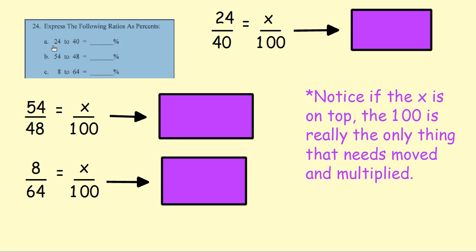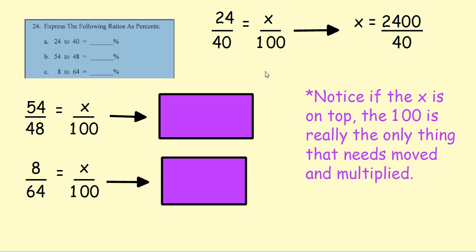Now they give you ratios if you skip down to problem number 24 on the test review, and they say 24 to 40. That's really just saying put 24 on top and 40 on the bottom of your fraction. Should be proportional or equal to whatever percentage that is out of 100%. Cross multiply and divide should give you x equals 2400 divided by 40, and you can go ahead and put that in the calculator. It's probably something like 60%, I'm guessing.